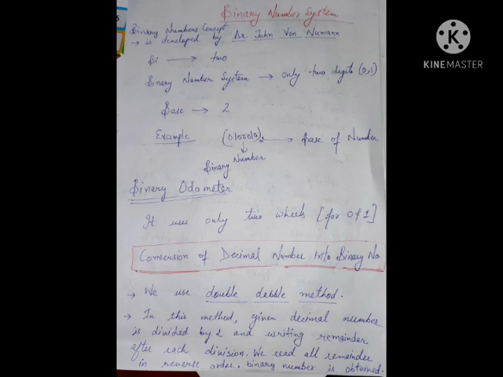Now we are going to start conversion of a decimal number into a binary number. We use the double-double method for it. In this method, the given decimal number is divided by 2 and we write the remainder after each division. We read all the remainders in reverse order and the binary number is obtained.